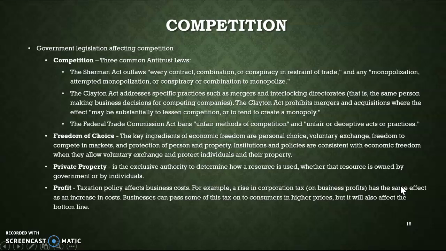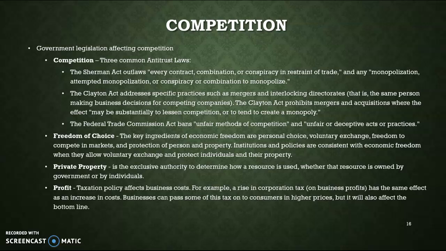And then last but not least, government legislation that affects the competition. So we look at antitrust laws such as the Sherman Act, the Clayton Act, and the Federal Trade Commission. The Federal Trade Commission, of course, is one of the bigger ones because they make sure that there are no unfair methods of competition or deceptive acts and practices. So that kind of protects us to make sure that we are seeing what we should see.